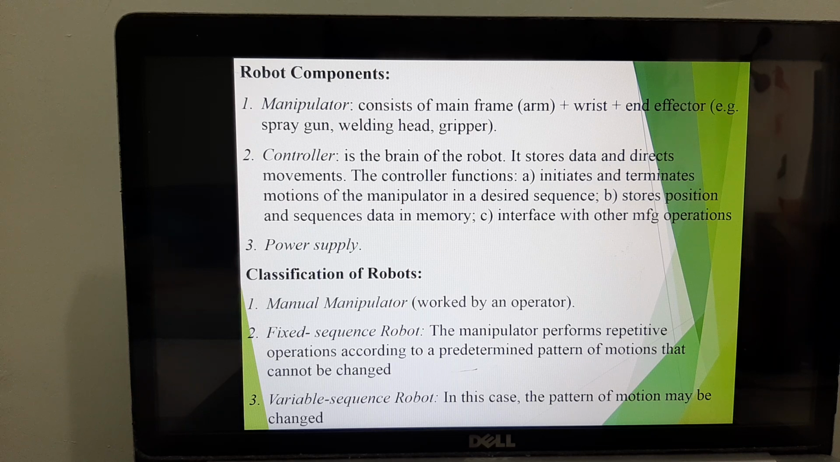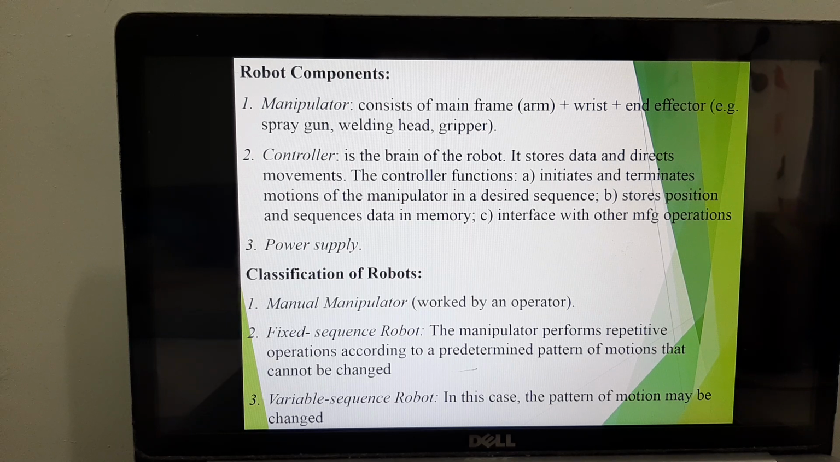So you have different types of robots. You have a manual manipulator, which is worked by an operator, a very basic robot. Then you have a fixed sequence robot, which performs repetitive operations according to a predetermined pattern. It has the capability of only doing one sequence: it picks an object from A and places it in B. It cannot do anything more than that. It will just keep doing A to B, A to B, A to B.